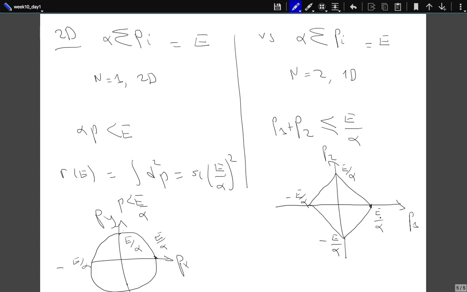Well, this is basically just a mathematical technical difference, let's say.